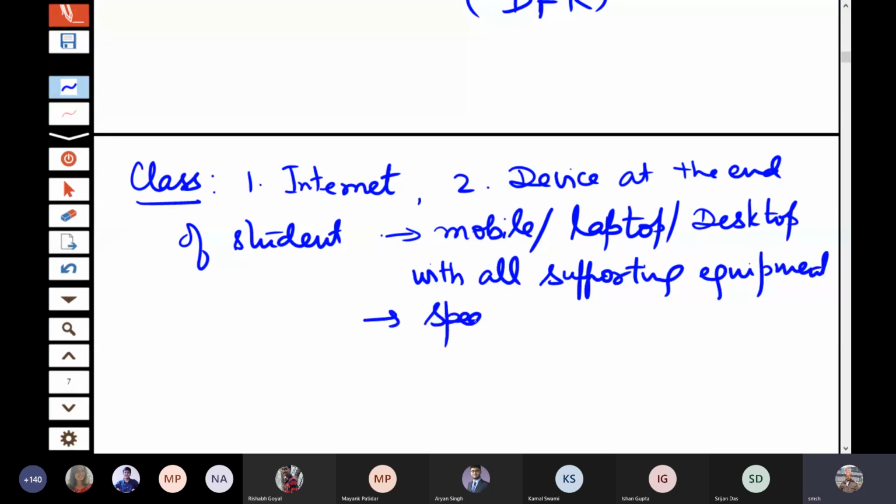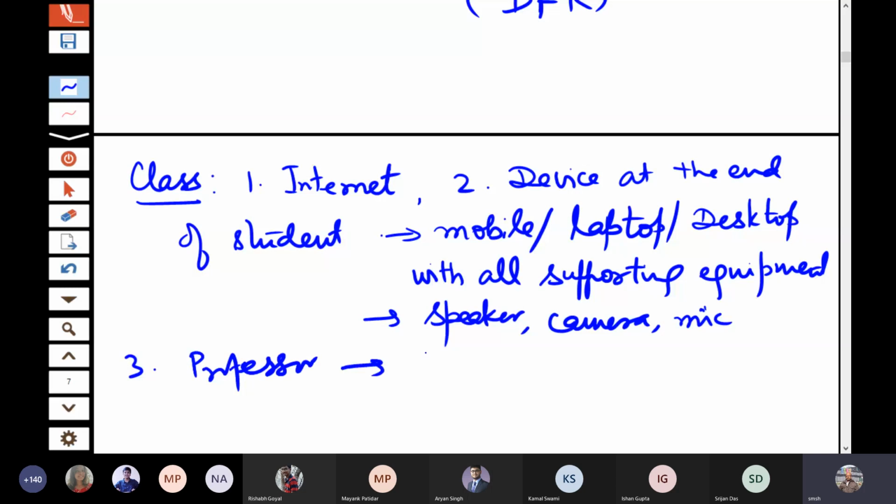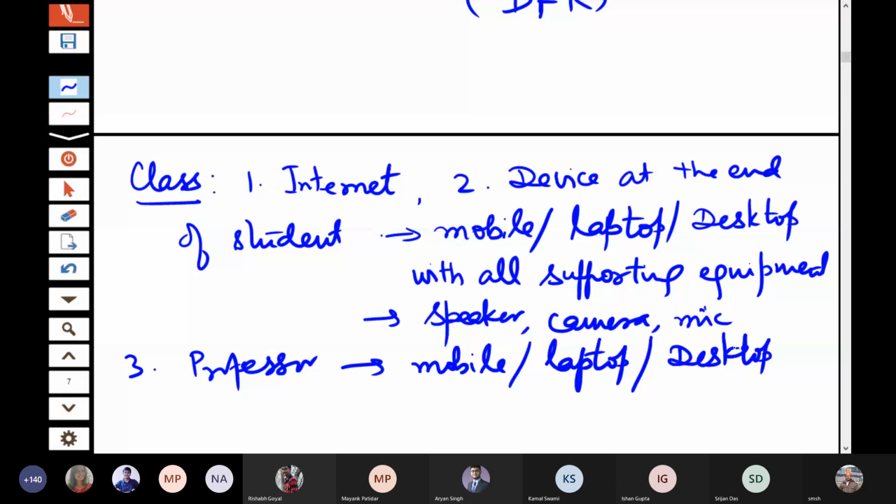That is a speaker, your camera, and then your mic. Okay, all those things are required. Of course, this laptop itself is a unit containing a lot of things, but that I am not getting into. Then for the professor also you need all these things, these units, and here even more is required because I have to deliver.